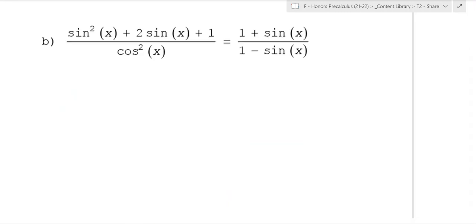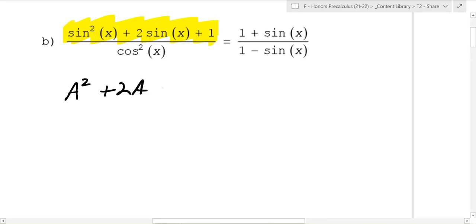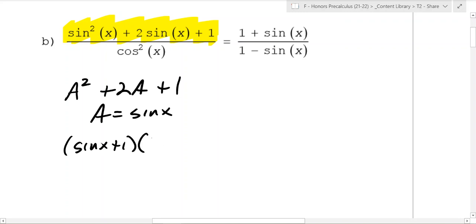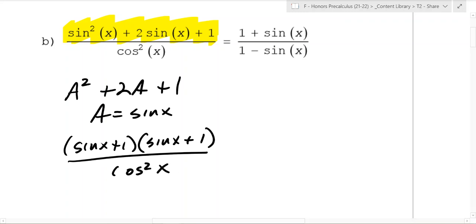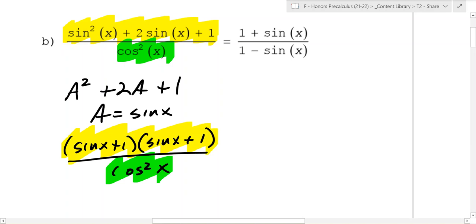Over here, you have to be careful, and you need to remember from a couple videos ago that this is factorable. And the way you can kind of see it is, it's the same as a squared plus 2a plus 1 if a was equal to sine of x. So this actually factors into sine of x plus 1 times sine of x plus 1, same denominator. So this cosine is there, and that numerator factors as such.